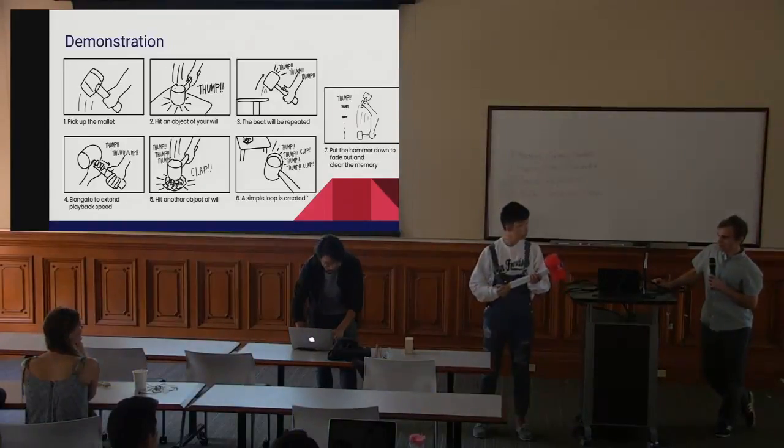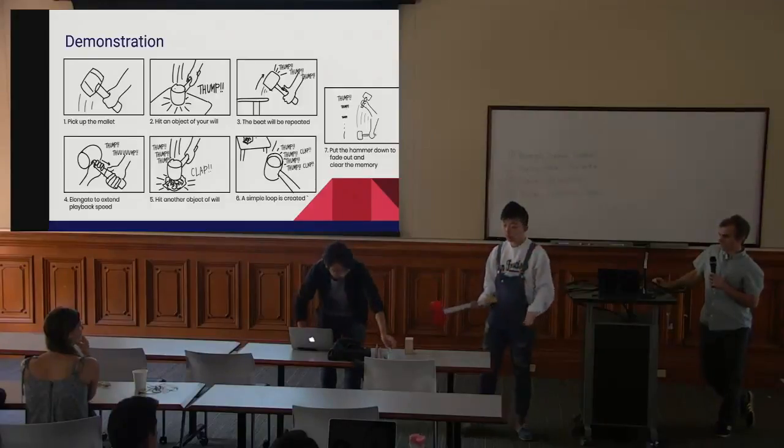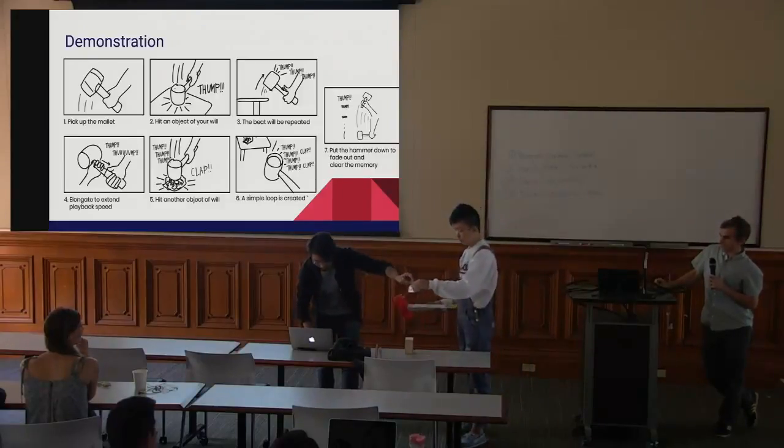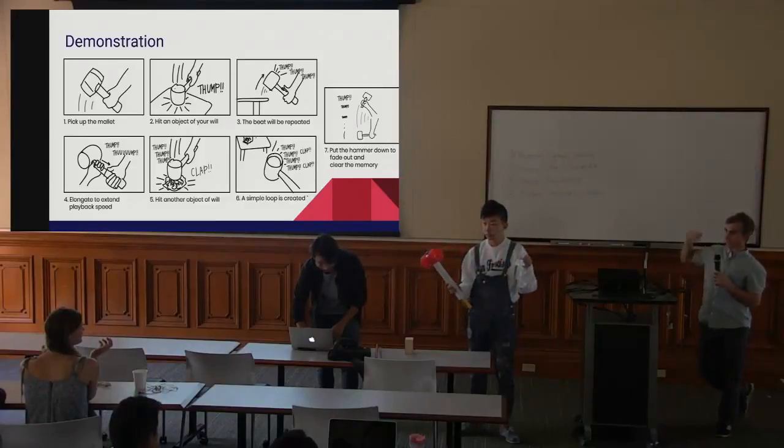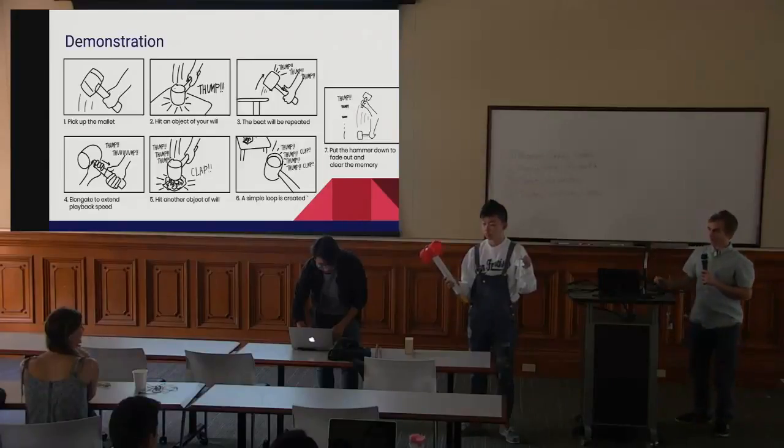He thinks to himself, well, what else could I hit? And finds a cowbell sitting on the table. When he hits it a second time, he creates a second layer on his loop.